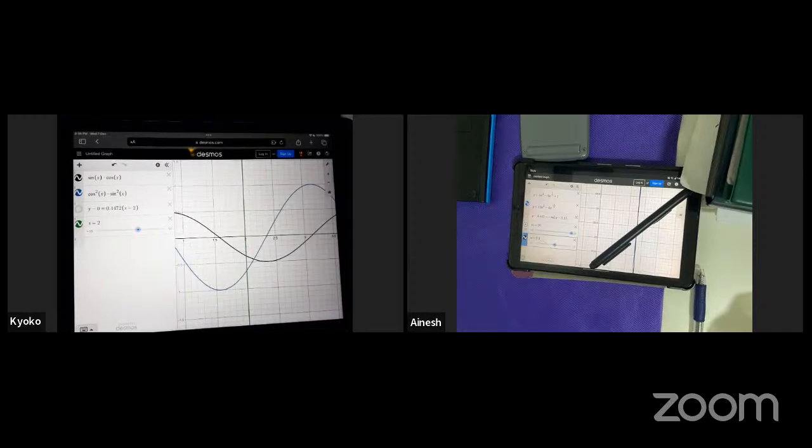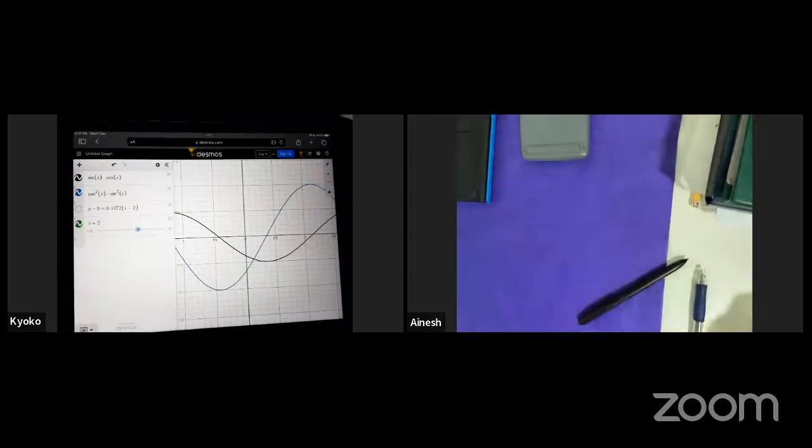Anish, I hope you have your Desmos ready also. We'll pay attention to Kyoko's video first, right? So please check, Anish, whether you have the original graph, the differentiated graph, the line graph, right? You have everything there? Let me check. Yes. I'm referring to the homework I assigned you, Anish. So not this kind of graph, but the graph of sine x plus cosine x. Have you done that already?